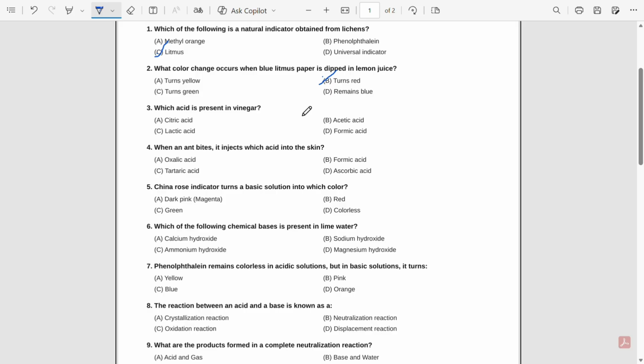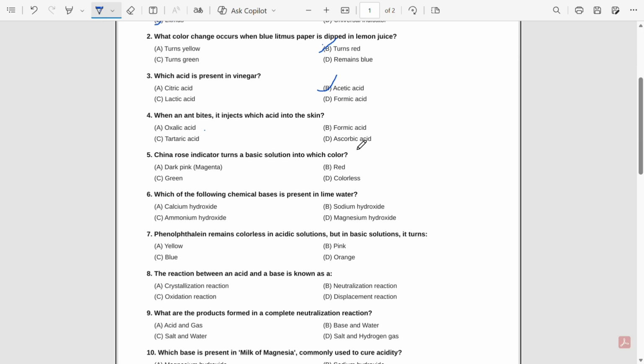Go for the third question: which acid is present in vinegar? Vinegar, already we have discussed. Vinegar is a solution which contains most of the percentage of water along with a special type of acid. You know well, a few percentage of acetic acid is present in vinegar solution, which is used as a preservative. So the third question answer is: vinegar solution contains acetic acid.